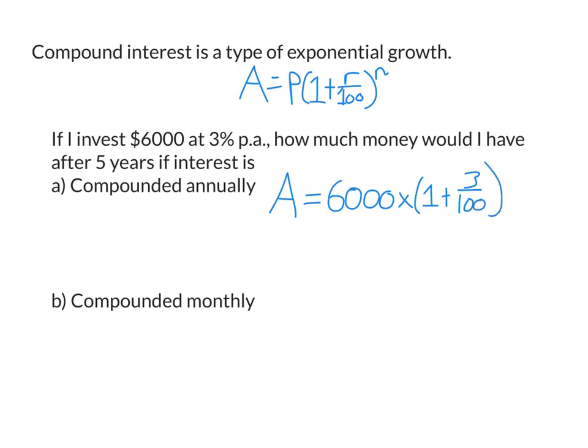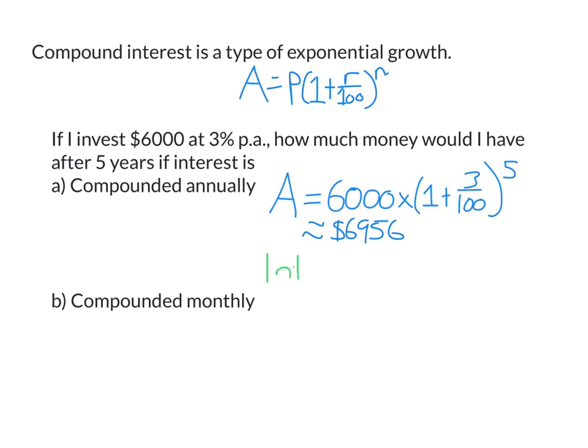So if it's compounded annually, compounded means when you recalculate the interest. If it's compounded annually for 5 years, you compound it 5 times, so 5 goes in the power. So putting this on our calculator, we get the answer 6,956. That's to the nearest dollar. So that's the amount that I have.